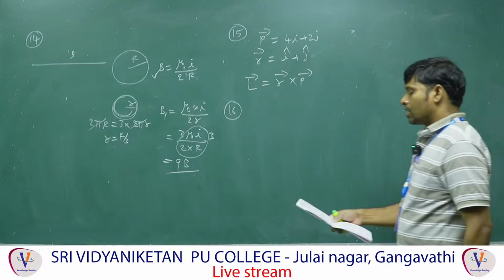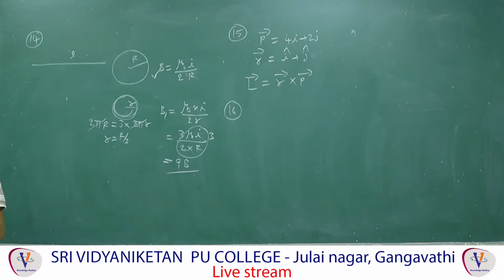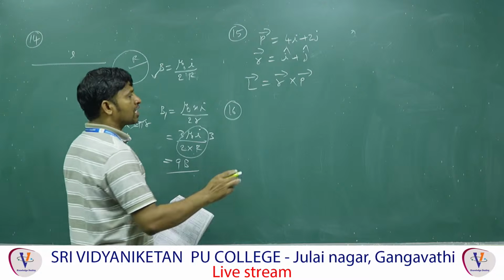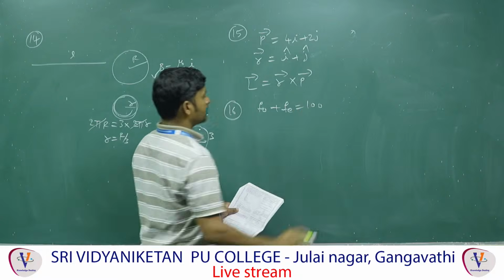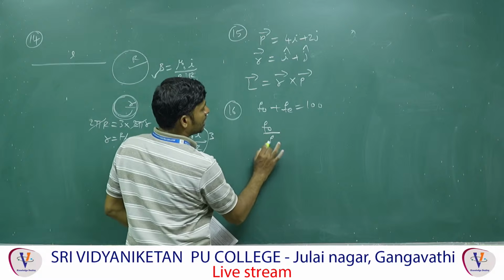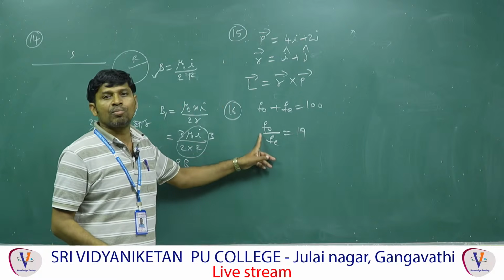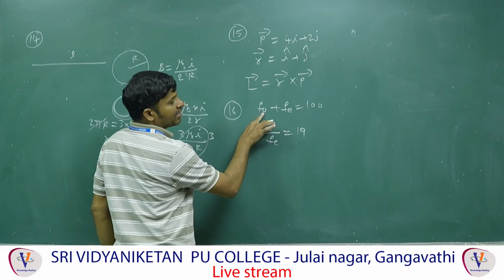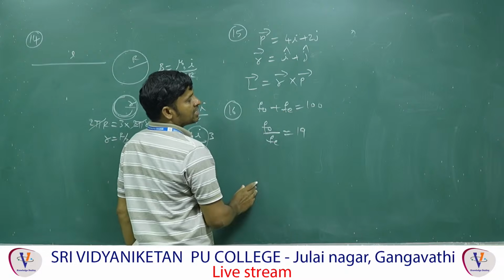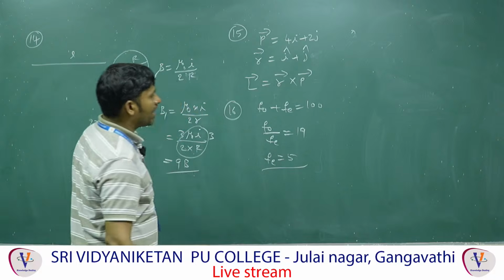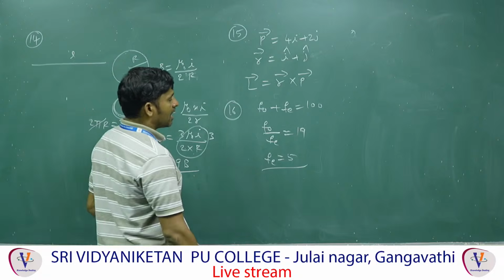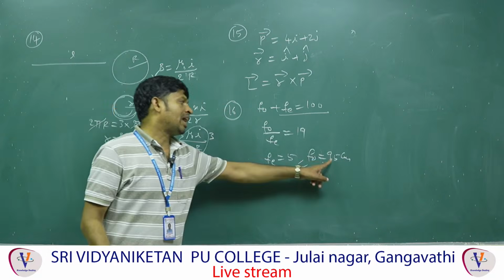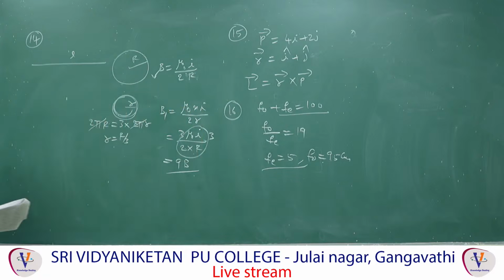Problem number 16. The distance between the objective lens and eye lens of an astronomical telescope for parallel light is 100. For an astronomical telescope, the distance between the objective and eyepiece is f0 plus fe equals 100. And the magnification is 19, f0 by fe equals 19. So from equations 1 and 2, cross multiplying, f0 is 19 fe. 19 fe plus fe is 20 fe. 20 fe is equal to 100, so fe is 5. If one value is 5, the other is automatically 95, because both add to 100. 95 by 5 is 19. That's why the answer is 95 and 5 centimeter.